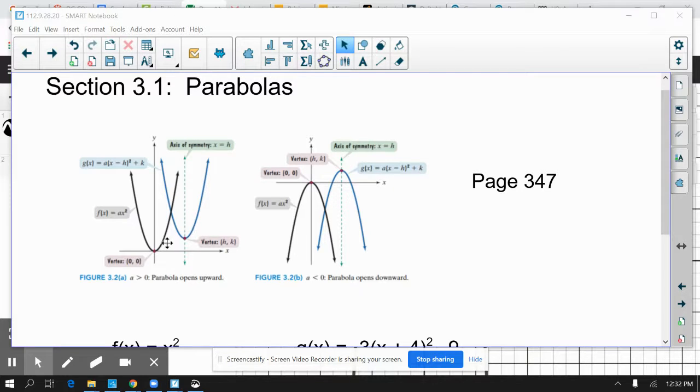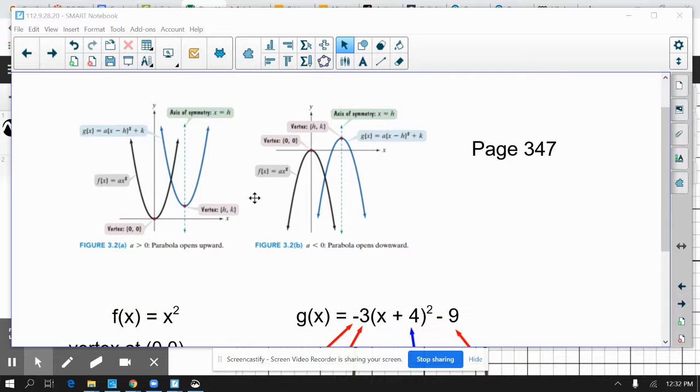And every parabola has a vertex. The parent function of a parabola will have a vertex at 0, 0, but with transformations, they can be shifted left, right, up, and down. And also with transformations, they can be flipped upside down when the a value is negative. So the a value is the value in front of the x squared when it's written out explicitly.